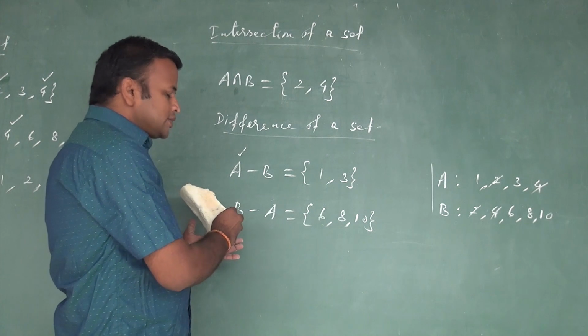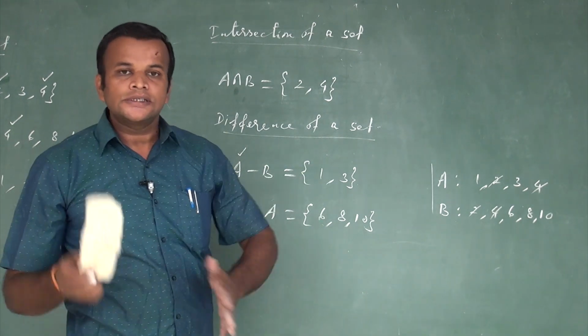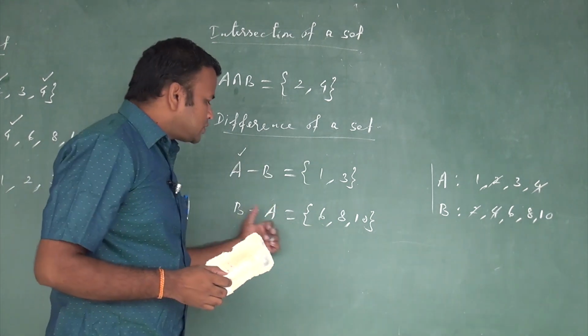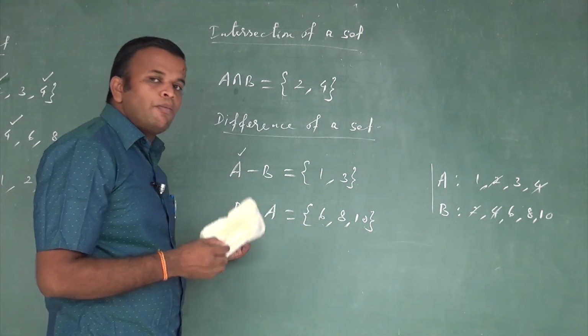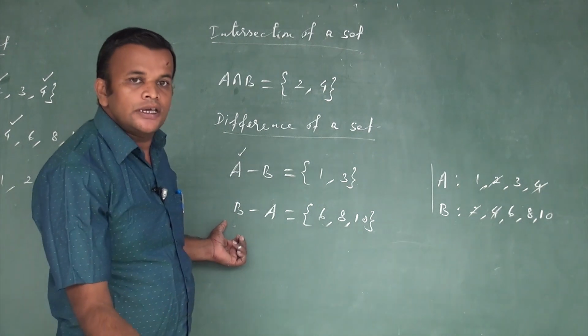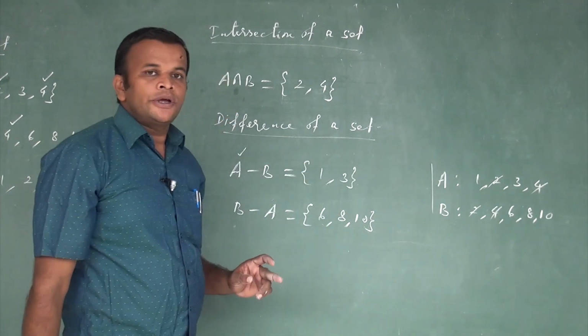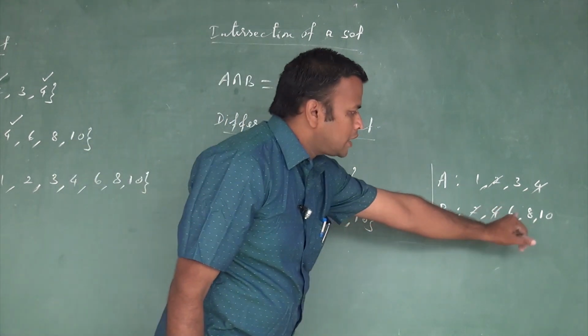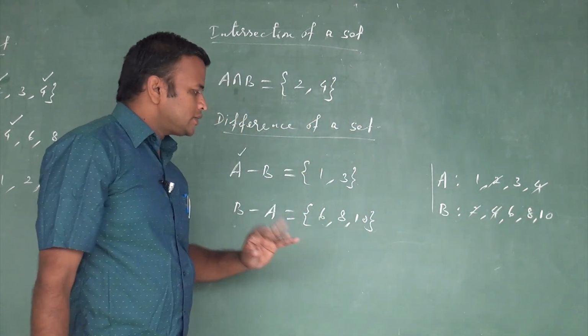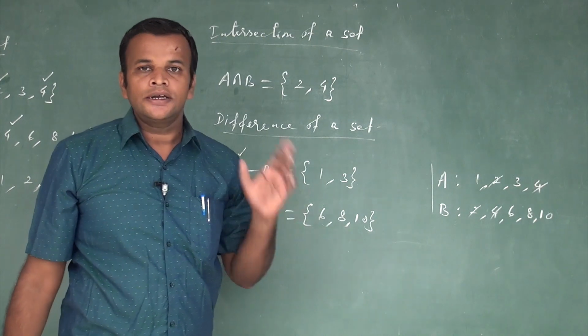Suppose we take the reverse. To find B difference A, the same working rule applies. In B difference A, all the elements lie in B, but the element does not lie in A. So we strike out the common elements. So the remaining elements of B are 6, 8, 10. So B difference A has 3 elements: 6, 8 and 10.